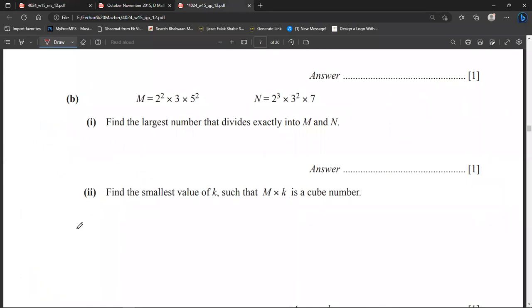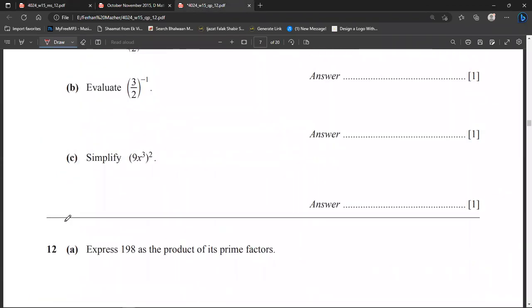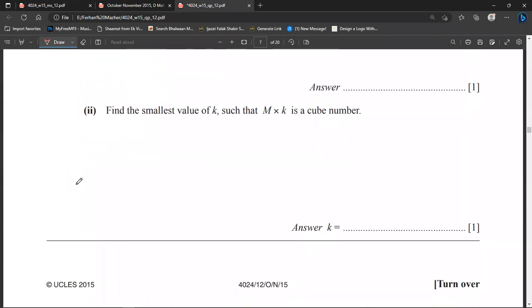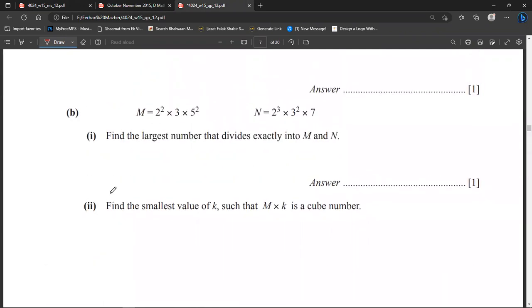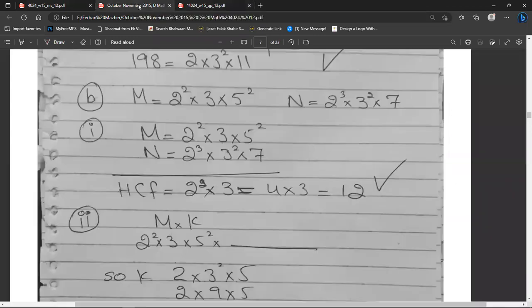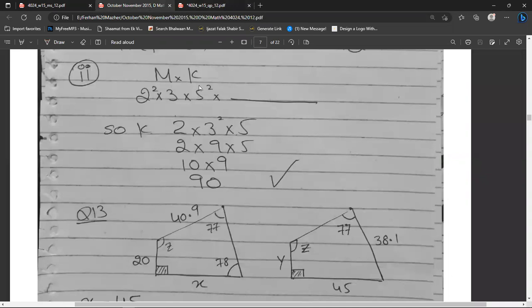Okay. Then the question is question number 12, and it's B part, its second portion. It says find the smallest value of the k such that M into k is a cube number. The cube number means that every factor will have a power 3 or its power will be a multiple of 3. So we will see if something is missing, we will put that. So M multiply k, that is 2 square into 3 into 5 square into k. So to make perfect cube, I need another 2 here.